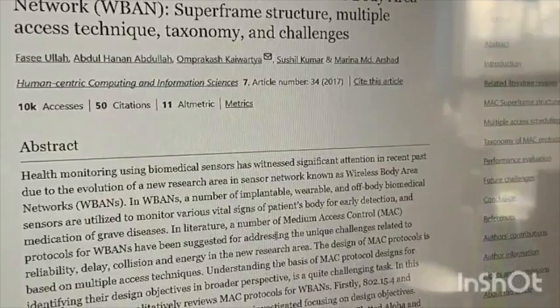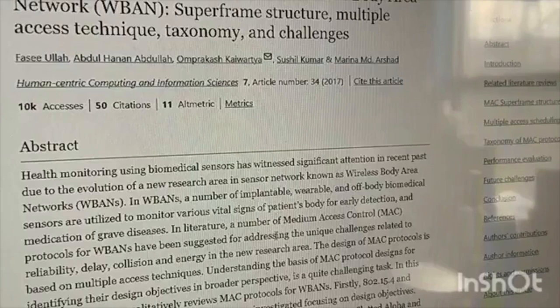Health monitoring using biomedical sensors has witnessed significant attention in the recent past due to the evolution of a new research area and sensor network known as wireless body area networks. In WBANs, a number of implantable, wearable, and off-body biomedical sensors are utilized to monitor various vital signs of a patient's body for early detection and medication of grave diseases. In literature, a number of medium access control protocols for WBANs have been suggested for addressing the unique challenges related to reliability, delay, collision, and energy in the new research area.